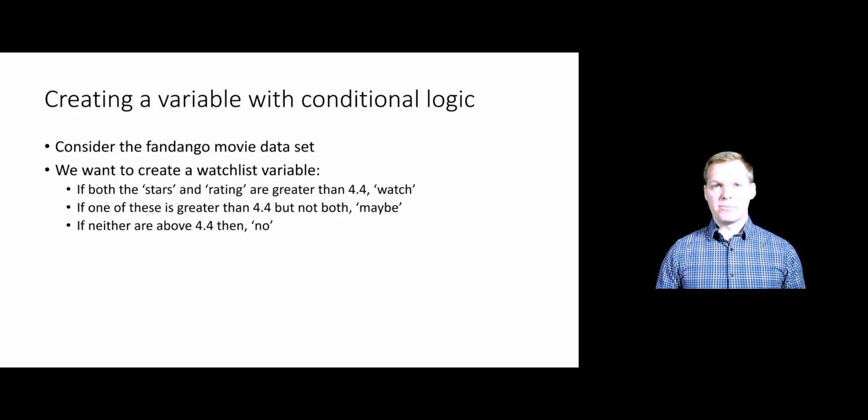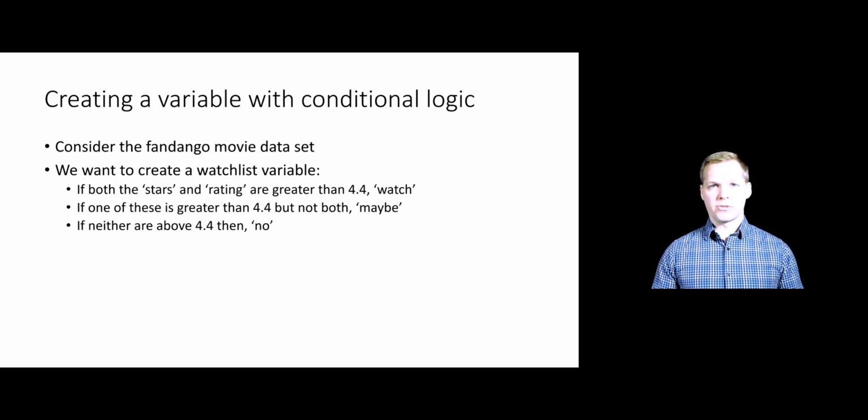Let's consider that Fandango movie data set again. And with this Fandango data set, maybe what I want to do is create a Watchlist variable. So this is a variable for myself that's going to tell me, based off of both the stars and the ratings variable, whether or not I want to put this aside as a video that I want to watch later.